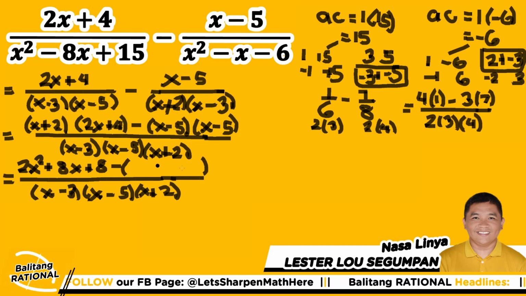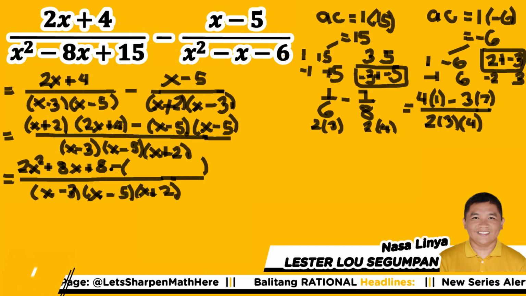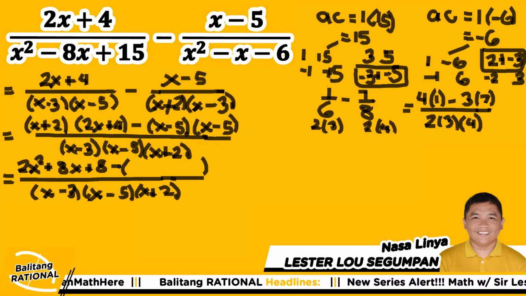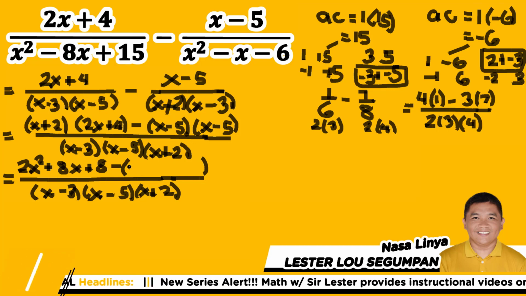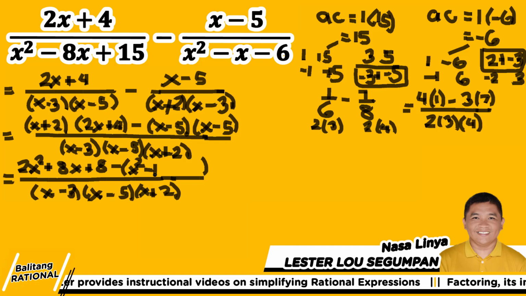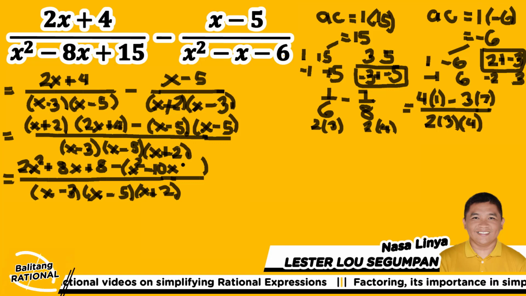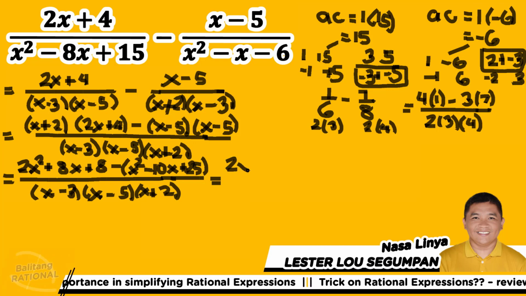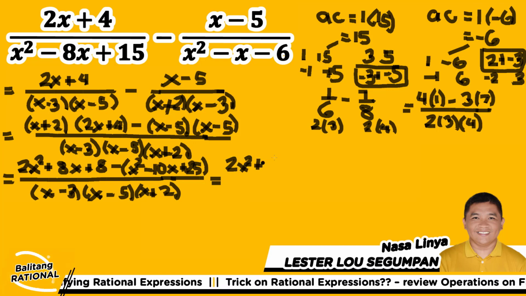So we're going to place parentheses, and of course, since the operation po earlier is subtraction, may maiiba po sa ating process pag wala pong grouping symbol. Let's continue lang. X times x, that's x squared. Okay? Then inner, minus 5x, outer, minus 5x din. So you have minus 10x. And finally, negative 5 times negative 5, that's positive 25. So when we do it like this, ito po mangyayari. 2x squared plus 8x plus 8.